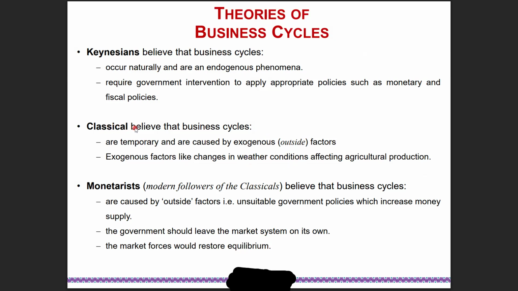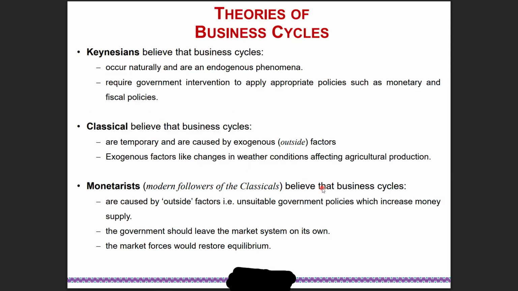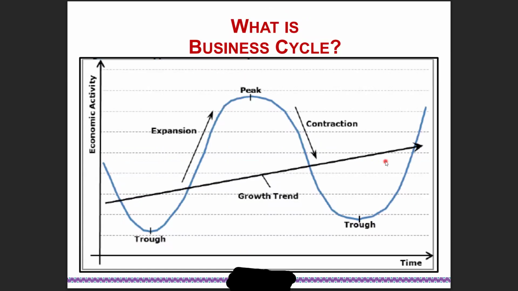Classicals believe that these occurrences of upswings and downswings are caused by external factors, outside the market system, and we do not have any control over them. For example, say we have bad weather which affects agricultural products. The production is going to decrease, obviously. Say we had a flood. It's going to affect the production, which is affecting economic growth essentially.